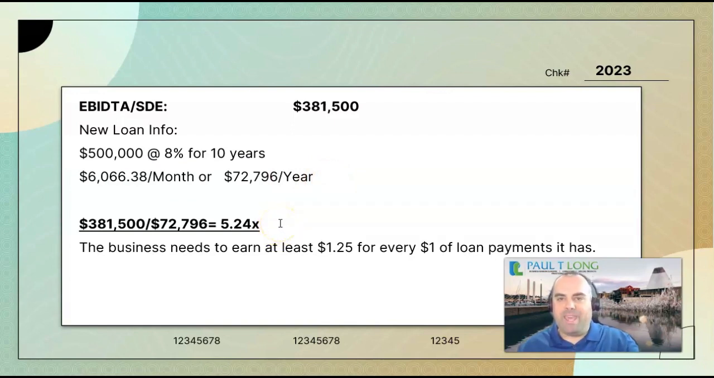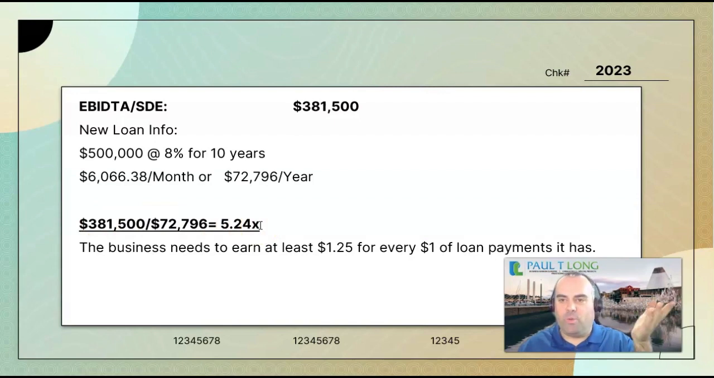Okay. So now we're going to do our debt service coverage ratio. So in one hand, the income, we have $281,500. In the other hand, we have the debt of $72,796. And so we need to make sure that the business earns at least $1.25 for every dollar of loan payments that it has. So if that's the case, if I use the math, this comes out at 5.24%.